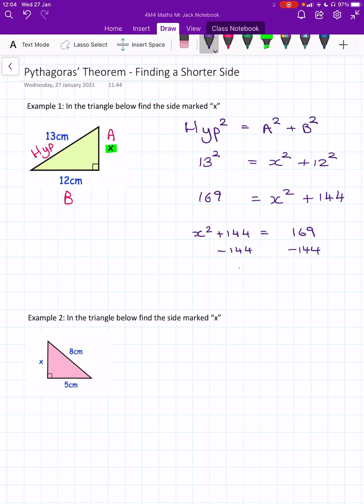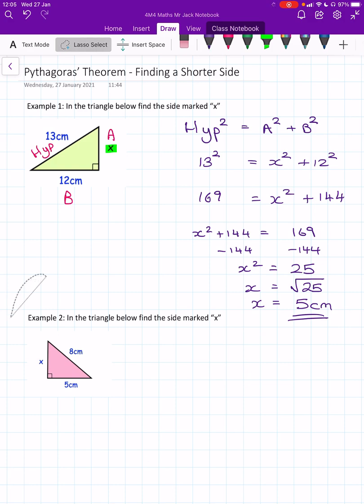Subtract that, and that's going to leave x squared is equal to, what's 169 take away 144? 25, correct. X therefore becomes the square root of 25, okay? To find the opposite or the inverse operation of squaring is the square root, so that would be 5 centimeters there, all right? And that's us done, okay?